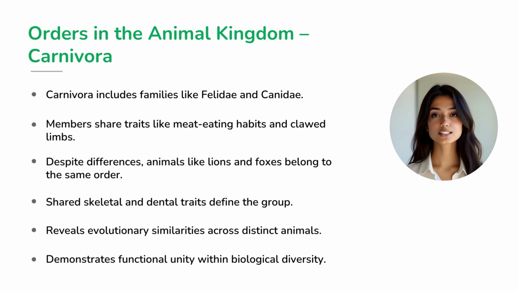At first glance, a lion and a fox seem worlds apart, but look closer. They share key features: sharp teeth, clawed limbs, skeletal adaptations for hunting, and carnivorous diets. These shared characteristics unite them under the same order. This grouping shows that, beneath their differences, lies a common evolutionary blueprint.